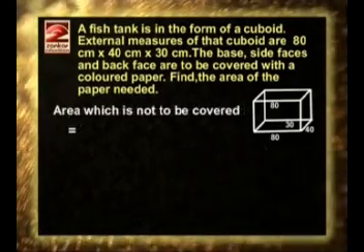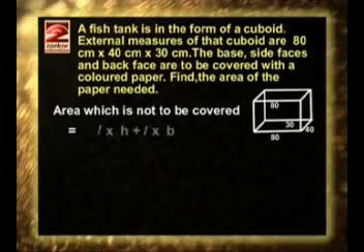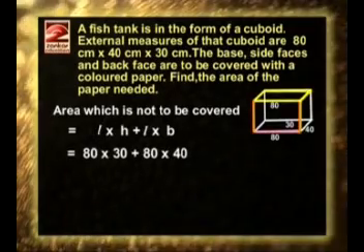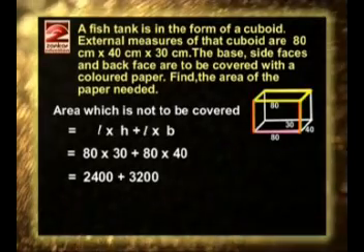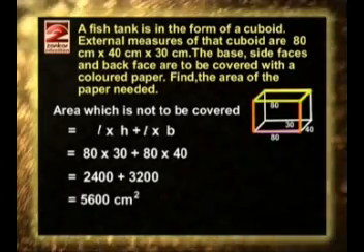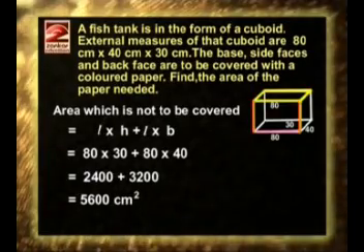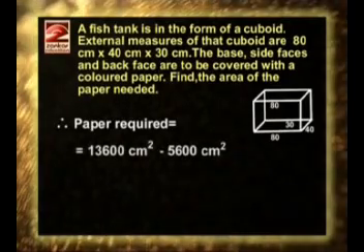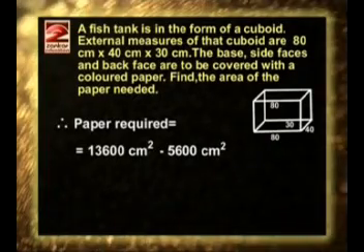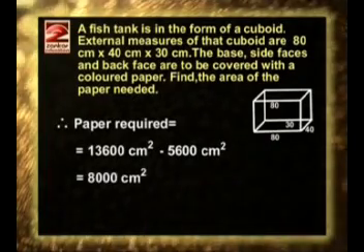Now the area which is not to be covered is equal to L into H plus L into B. That is equal to 80 into 30 plus 80 into 40. That is equal to 2400 plus 3200, that is equal to 5600 centimeters square. And therefore the paper required is equal to 13,600 centimeters square minus 5600 centimeters square, that is equal to 8,000 centimeters square.